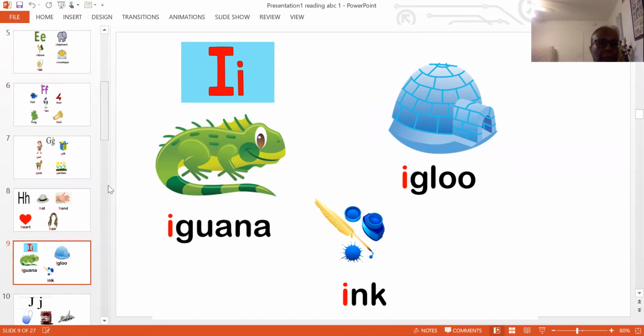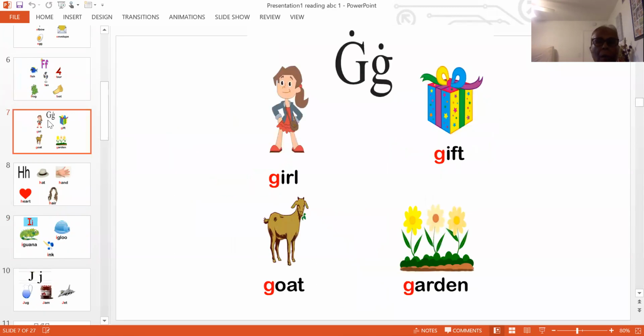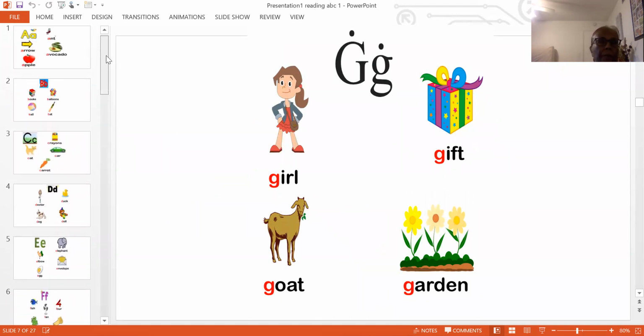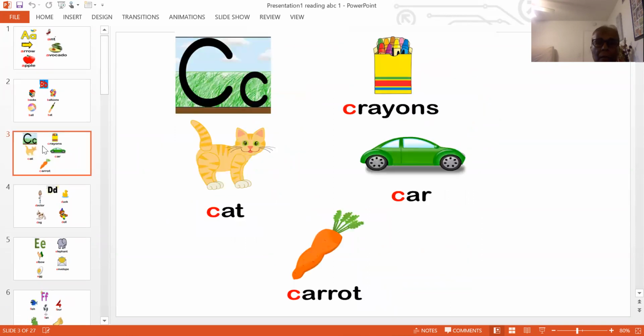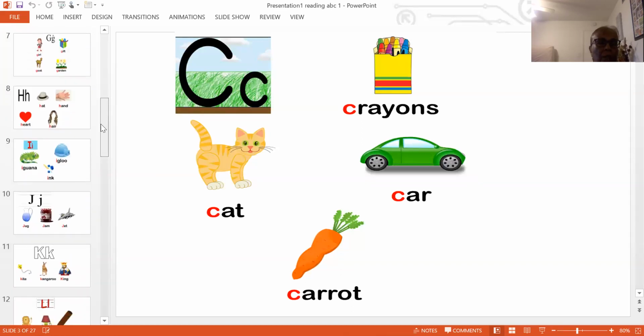When we come to G, some letters make 2 sounds. G says J and G says G. For now, we are teaching G says G. C also makes 2 sounds. C says S and C says K. So we are dealing with the K sound. Later on, when they progress, they will be coming on to the S and the J.